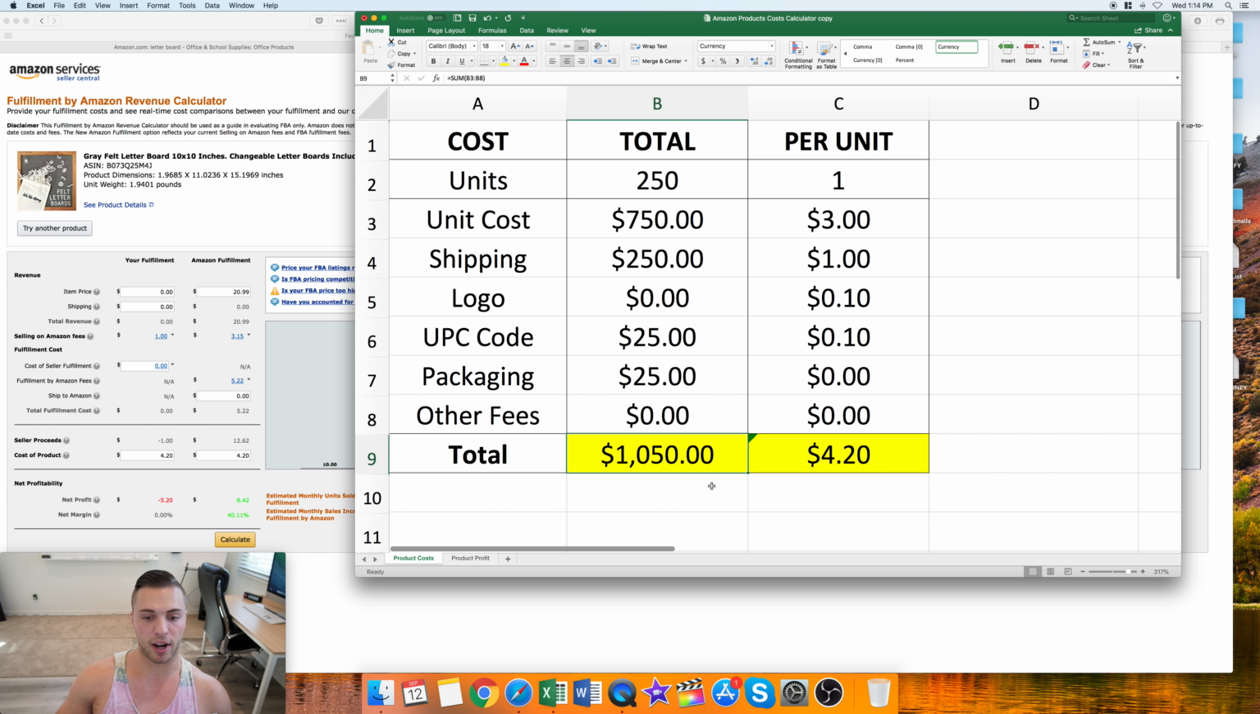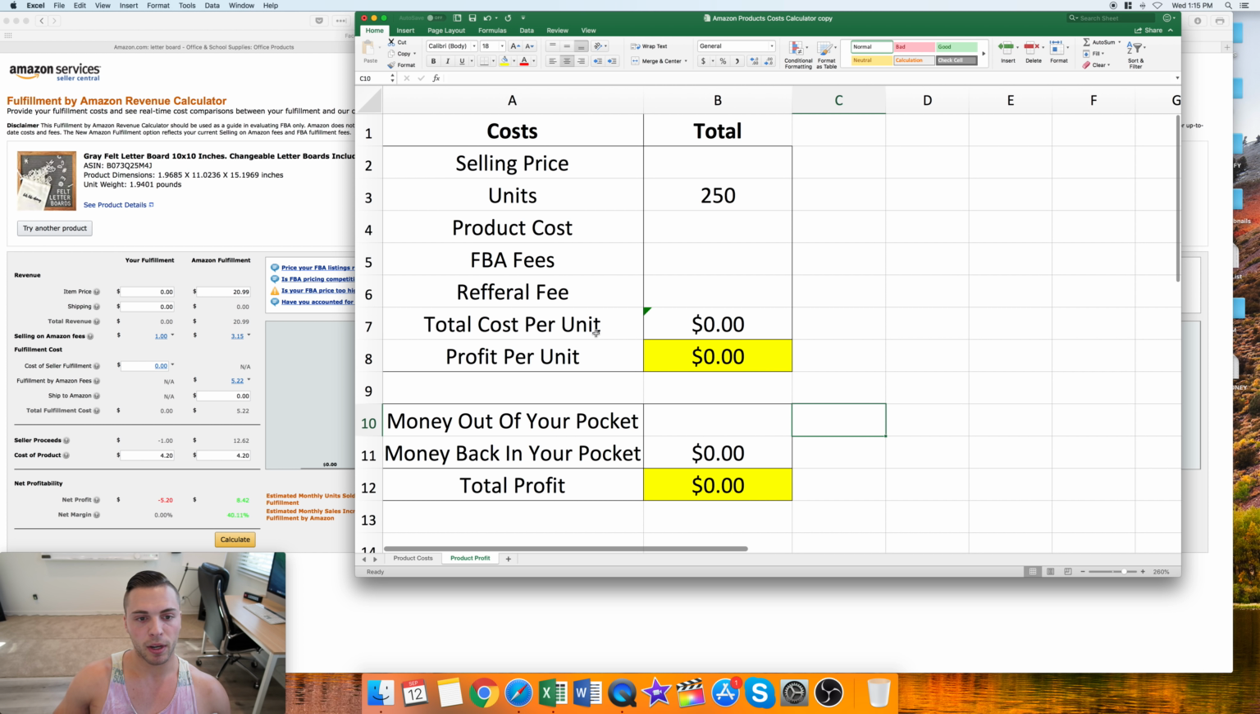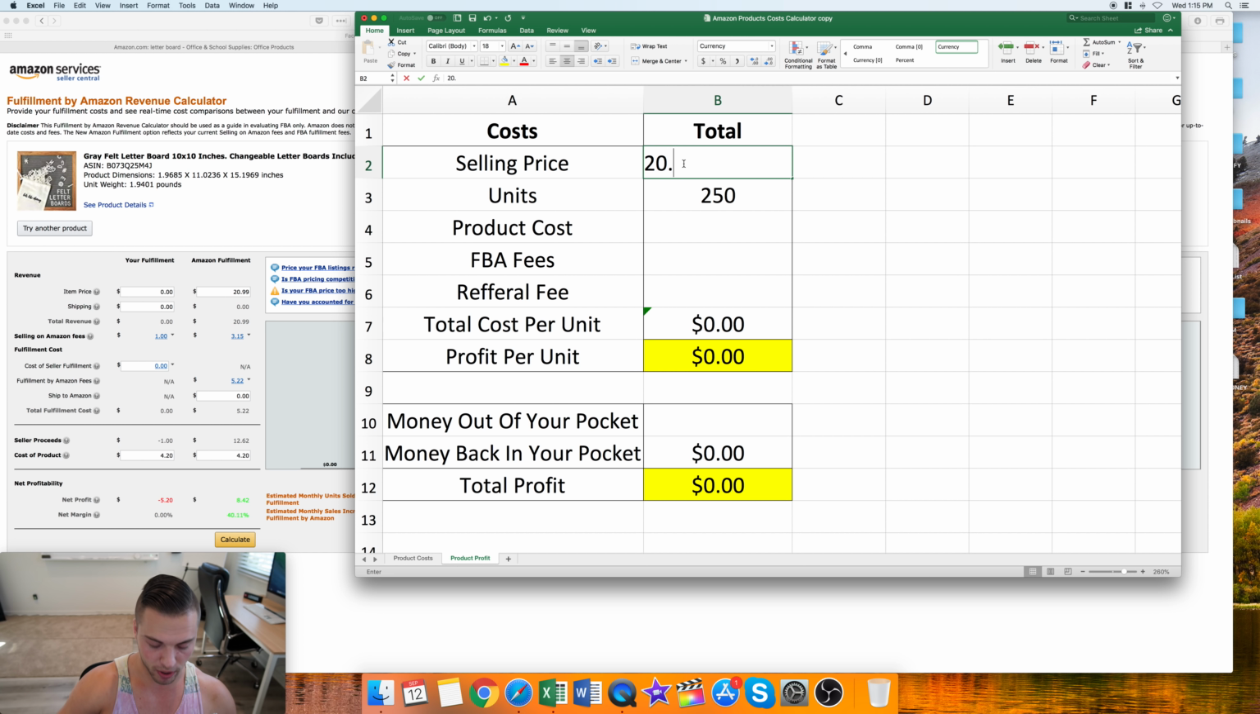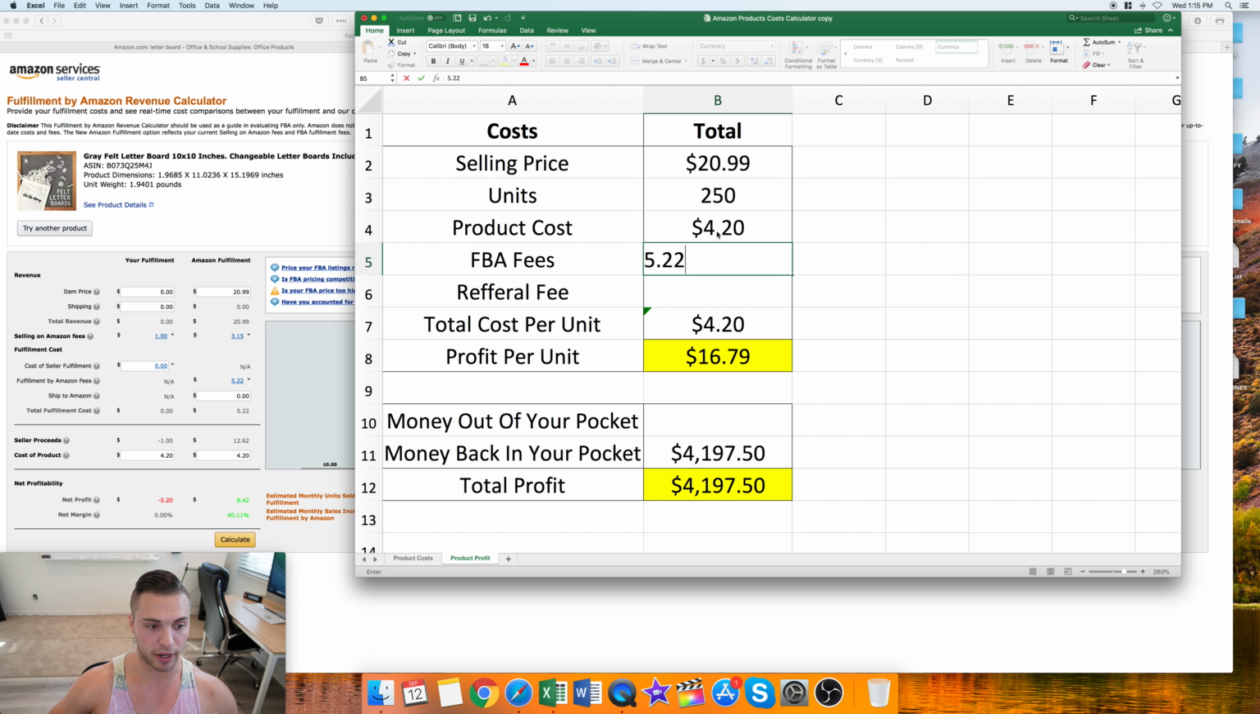Now let me go over. Those are just our product costs. For 250 units, we're spending a little over $1,000 and then $4.20 a unit. Now, if we go over to our product profit, we need to put in the information we put in the FBA calculator. So we're going to sell for $20.99. Our product cost, we know, is $4.20. Our FBA fee is $5.22, which we got over here. And then referral fee, again, is just 15% of the sale price. So our total cost per unit is $12.50.